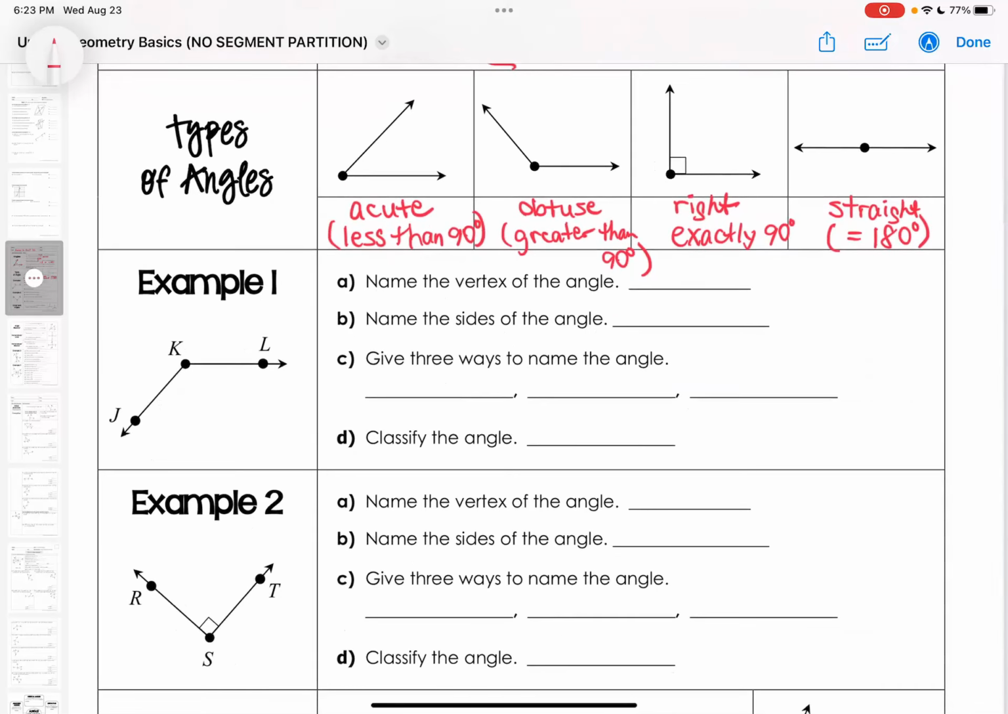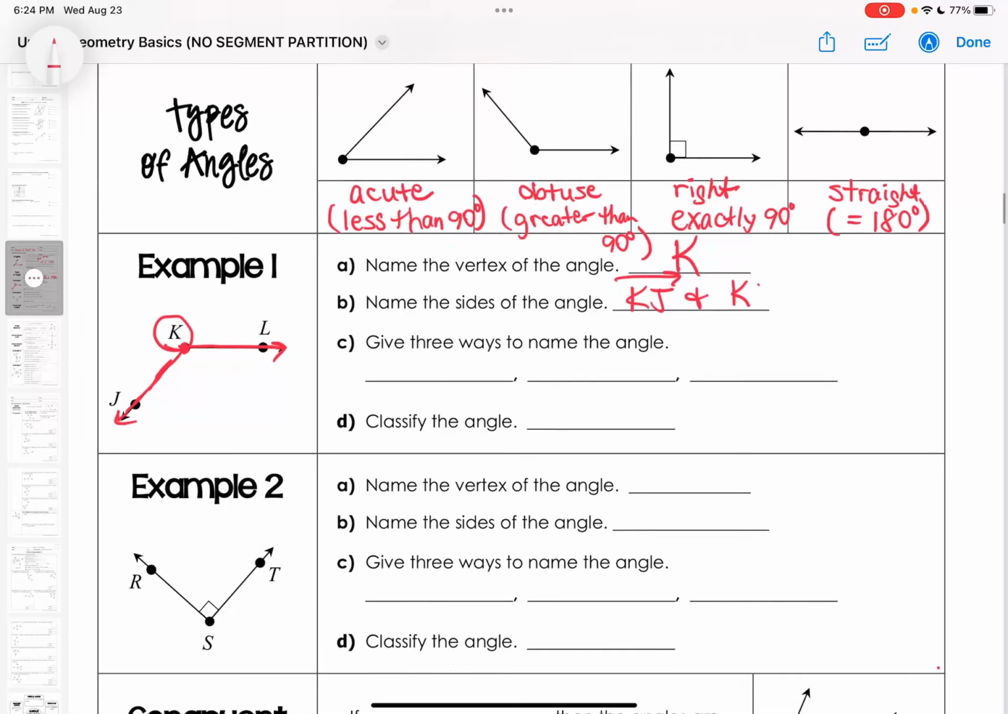Now we'll practice naming some. So here, name the vertex of the angle. So look over to the side. My vertex is there. It is K. Sides of the angle, those are made up by these two rays. So we have KJ with the angle up at the top, and we have KL. Make that a little ray sign there. It's an arrow, I think I said angle. Anyway, so three ways to name this angle.